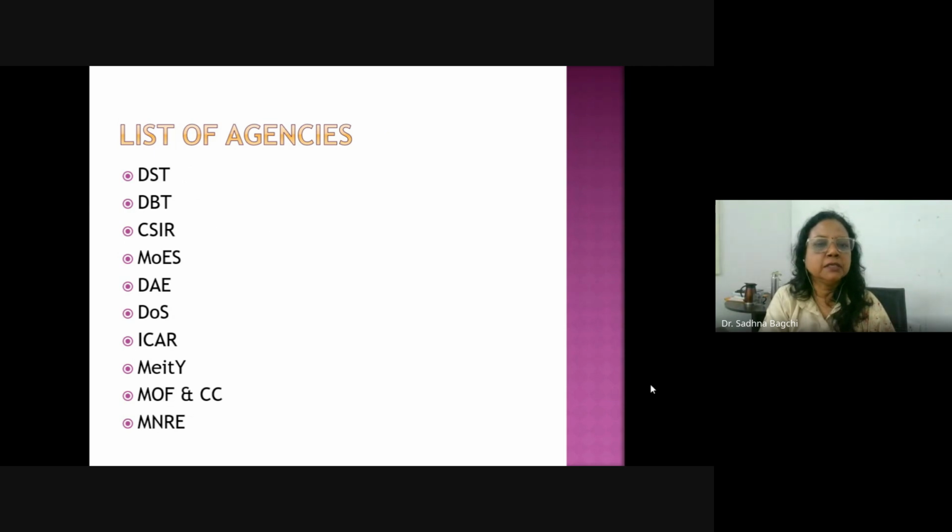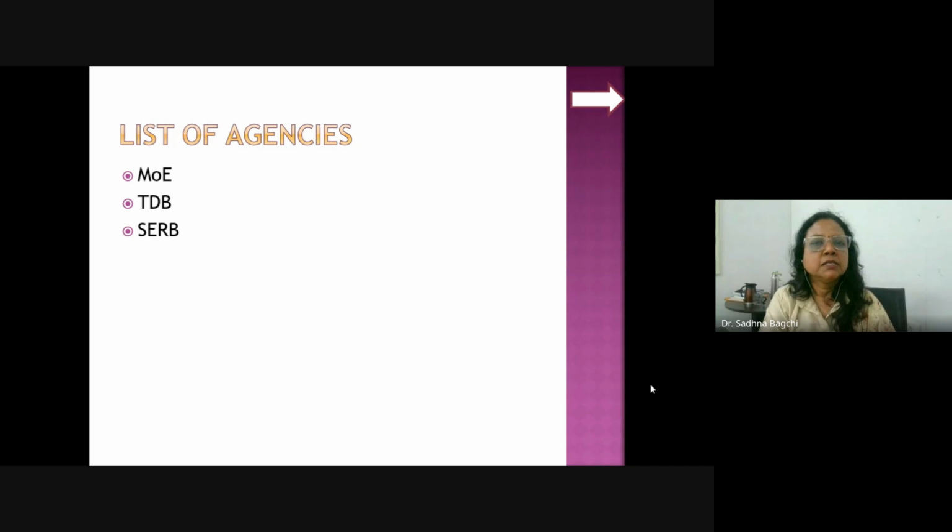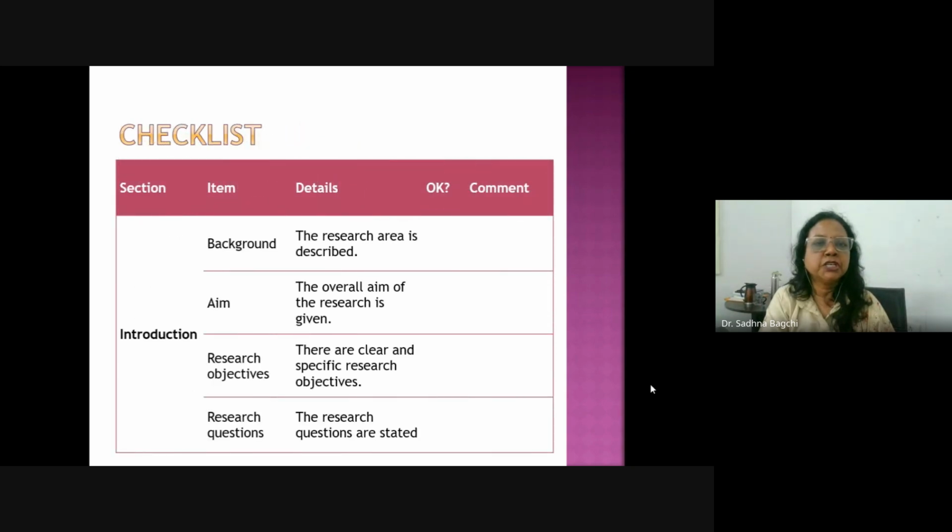Some of them I already showed. Now the checklist. After the completion of these things, you have to check whether it is okay or not. When you prepare this, in the introduction and background, the research area is described; the overall aim of the research is given or not. Are there clear and specific research objectives or not? Tick, tick, tick, it's all okay. And if there are any deviations, write down that comment. This is the checklist.